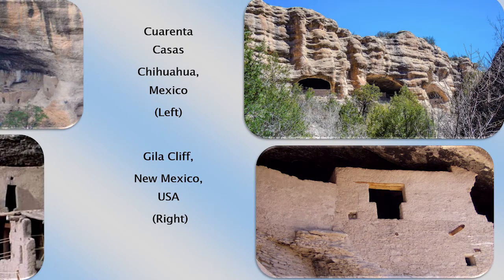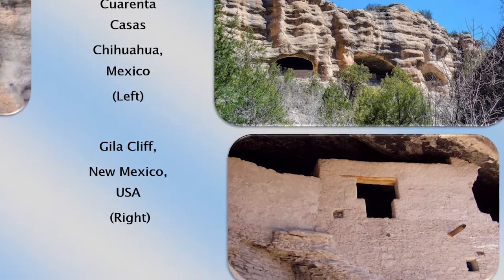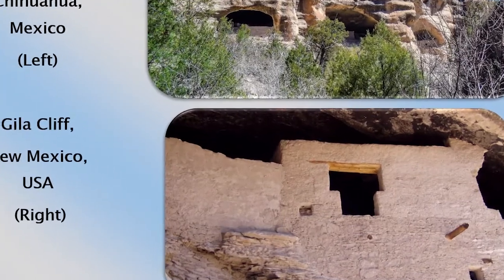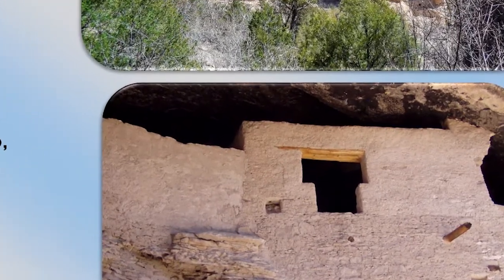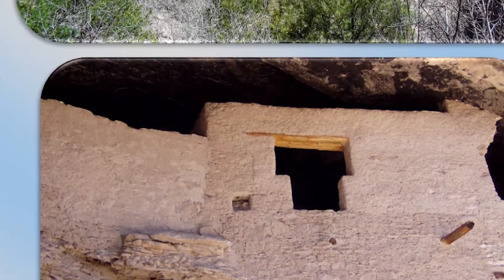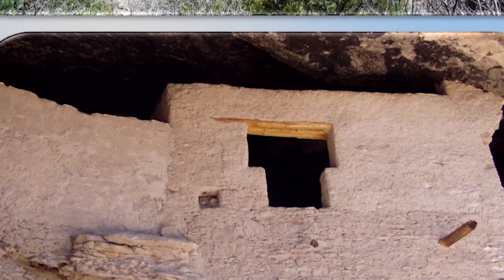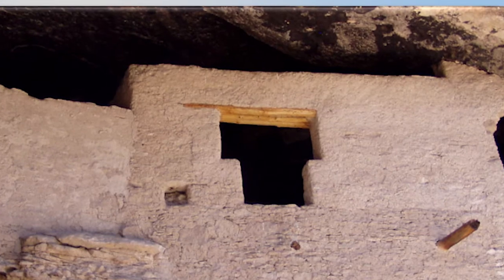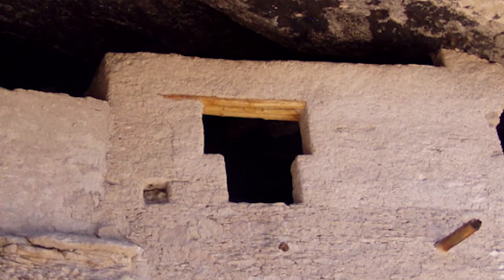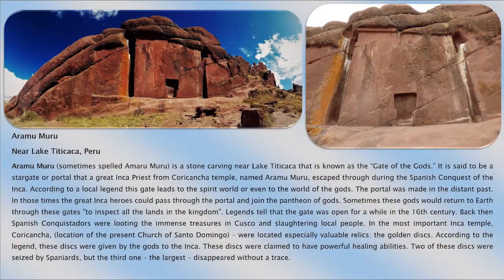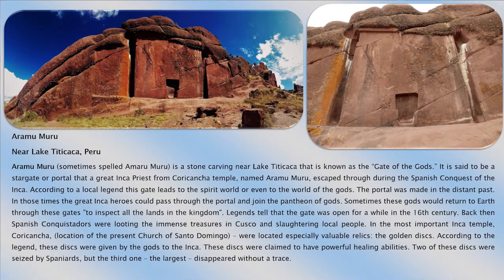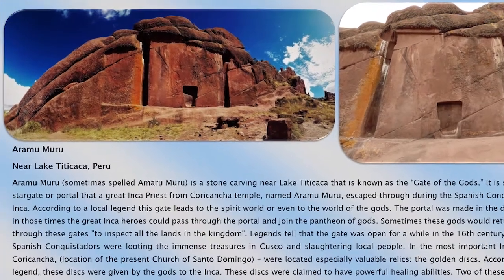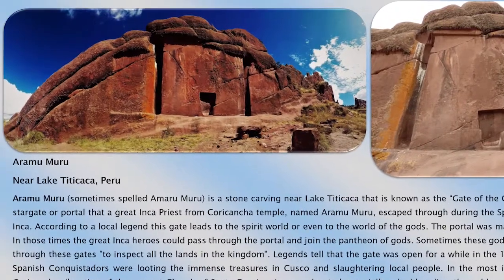So here are some images of Forty Casas in Chihuahua. And it's another cliff dwelling that has the T-shaped doors. And then on the right, you see Gila Cliff in New Mexico, another cliff dwelling also with T-shaped doors. And so that's going to lead us into our next site in the Americas, which is in Peru. And this is Aramumuru near Lake Titicaca, Peru.